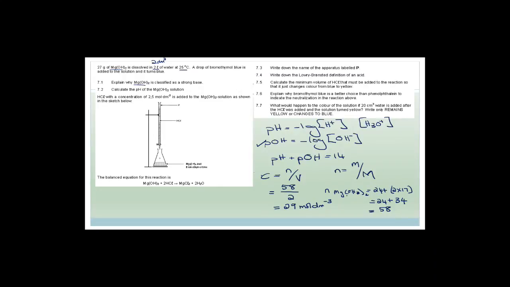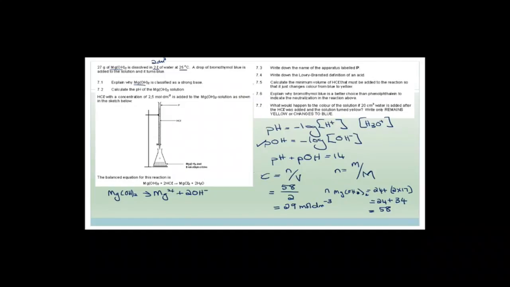Yes, I'm right. Now here's the thing. Magnesium hydroxide breaks up into magnesium 2+ and 2 hydroxide ions. So that means that the concentration of hydroxide ion is actually double the concentration of the whole magnesium hydroxide. So what you need to realize is that we have to take that into account.